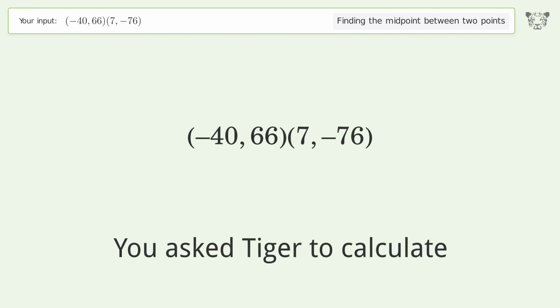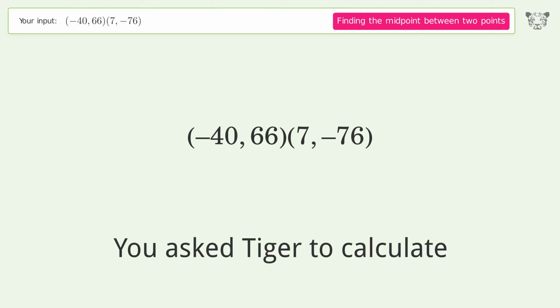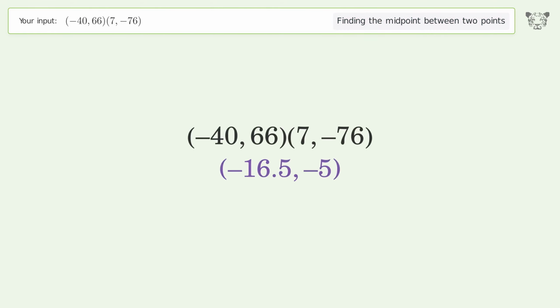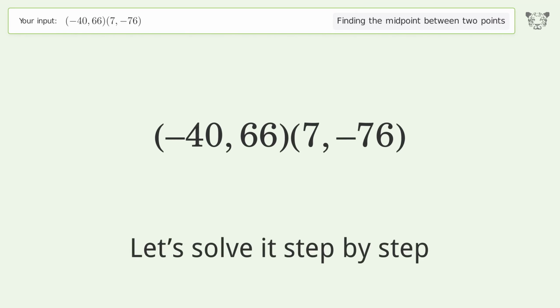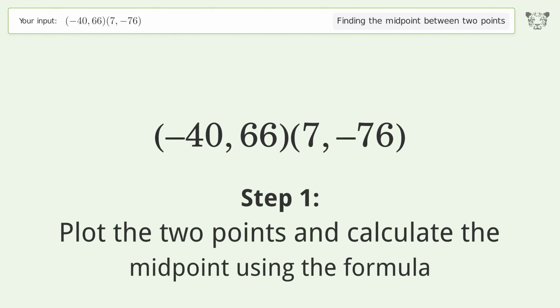You ask Tiger to calculate. This deals with finding the midpoint between 2 points. The midpoint between the 2 points is negative 16.5, negative 5. Let's solve it step by step. Plot the 2 points and calculate the midpoint using the formula.